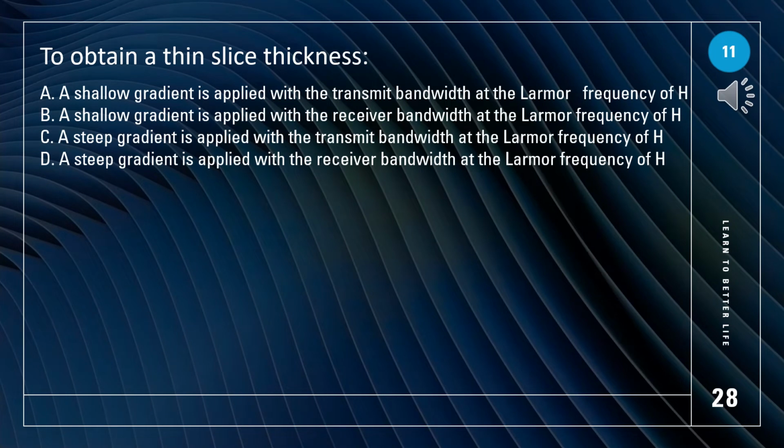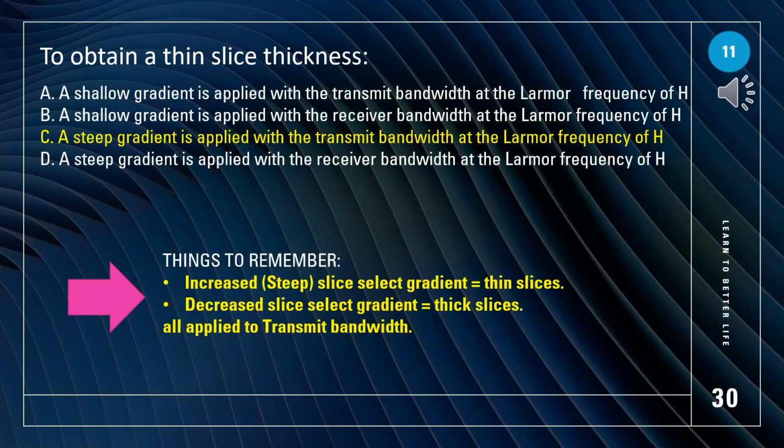How do you obtain a thin slice thickness? Pause the video and choose one. The answer is C. A steep gradient is applied with a transmit bandwidth at the Larmor frequency of h. Things to remember: increased, steep, slice select gradient equals thin slices. Decreased slice select gradient equals thick slices. All applied to transmit bandwidth.